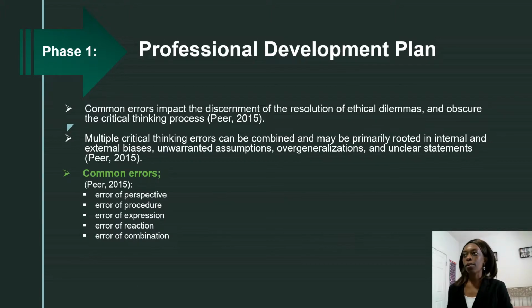There are also common errors to critical thinking. Common errors impact the discernment of the resolution of ethical dilemmas and obscure the critical thinking process. Multiple critical thinking errors can be combined, and they may be primarily rooted in internal and external biases, unwarranted assumptions, overgeneralizations, and unclear statements. When you look at the most common critical thinking errors, you see errors in perspective, procedure, expression, reaction, and a combination of the above.